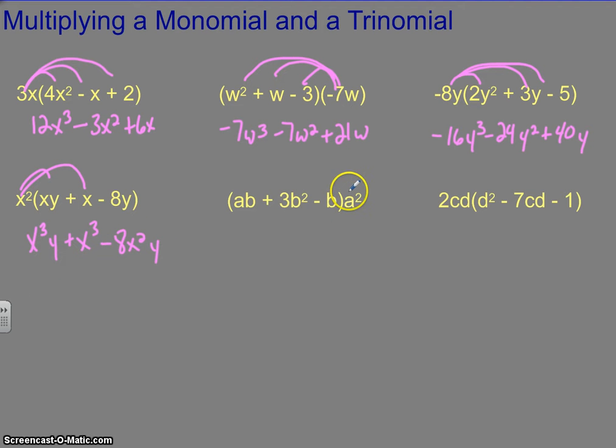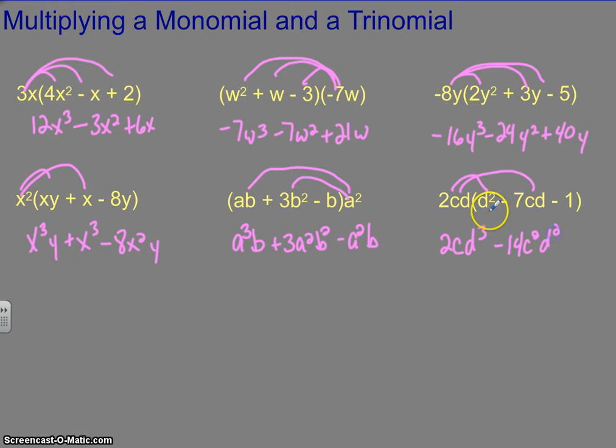Okay? a squared times ab is a^3 b. a squared times 3b squared is just 3a squared b squared. And then a squared times b is just a squared b. That's it. Pretty simple. Next one, this times this, 2cd^3 minus 14c squared d squared, because I've got c times c and d times d, negative 7 times 2. Negative 1 is negative 2cd. Okay? And that's it on that one.